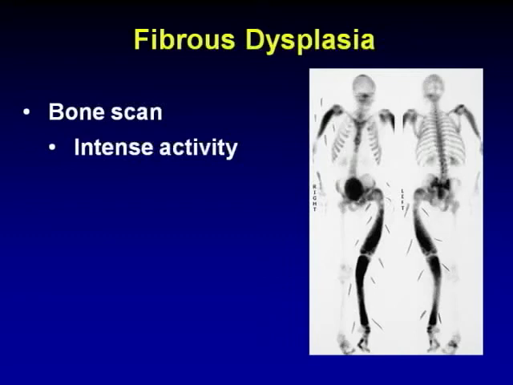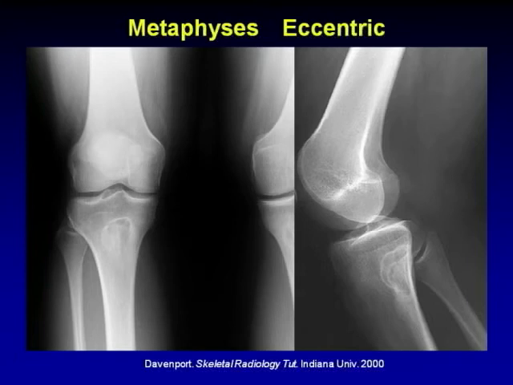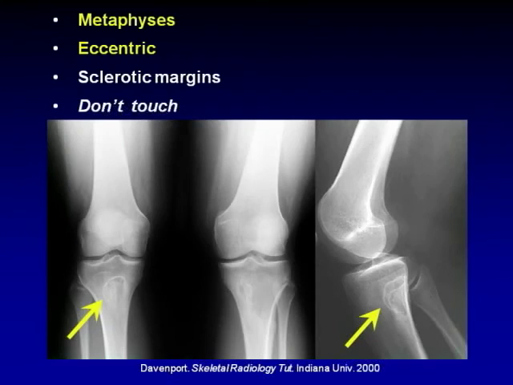Next, let's talk about the most common bone tumor, I'll put in quotes, bone lesion like we see here, typically diagnosed under the age of 30. Non-ossifying fibromas have been defined rather arbitrarily as measuring greater than 2 cm, fibrous cortical defect as measuring less than 2 cm, whatever you want to call it, they're identical histologically. We typically see these in the metaphyses as an eccentric lesion with sclerotic margins, no cortical breakthrough or adjacent soft tissue mass, and these are considered don't touch lesions.